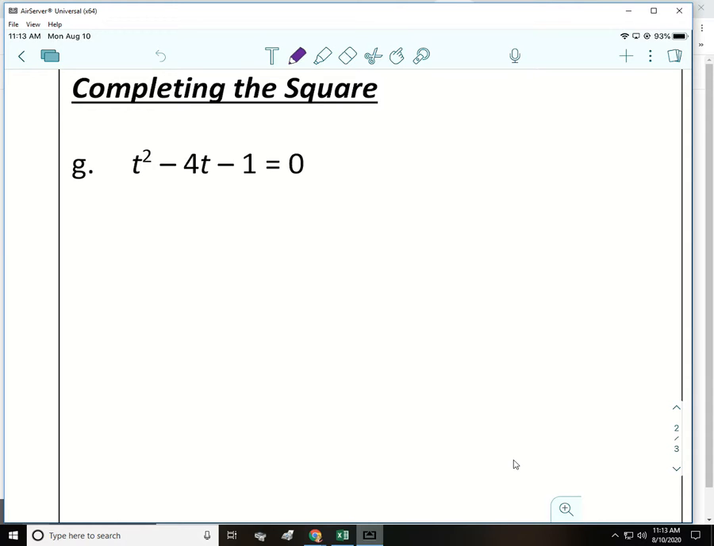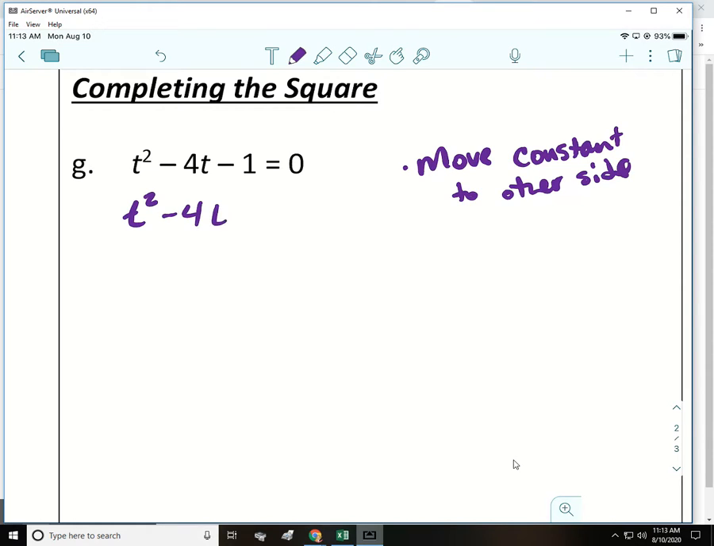In completing the square, you don't want the equation in standard form. You don't want everything on one side and 0 on the other side. So the first thing we're going to do is move the constant to the other side. All right, so since the 1 is negative on the left, it's going to be positive on the right.